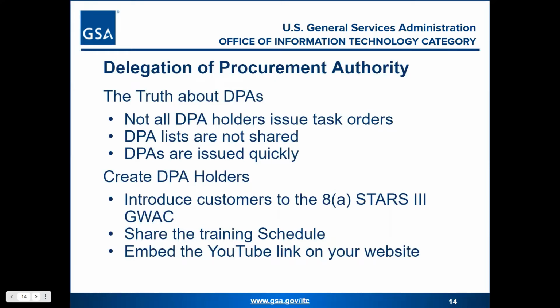So one thing that I would suggest to you all is to create DPA holders. Introduce your customers to the 8A Stars 3 GWAC. Share the training schedule that's online. And again, once we get the YouTube training up, and we're going to send an email whenever it gets up, embed that into your website. So when potential customers come to your website, a picture's worth 1,000 words, right? They see a video, they click on it, and before you know it, they've requested their DPA because of something that you've done.